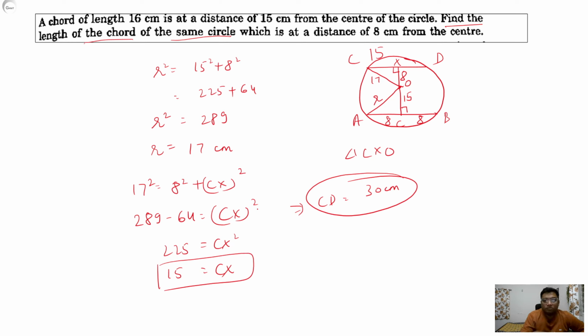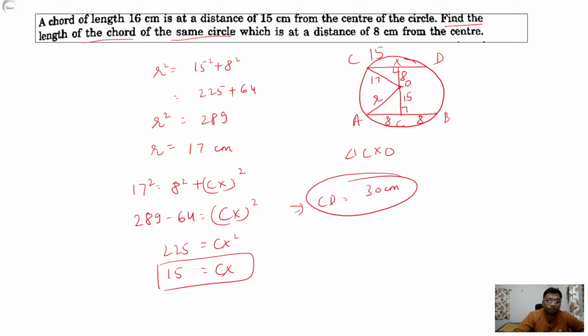This is a very basic question. It's not a difficult question at all. But it's important in one context. You get to learn from this question how the radius in two different triangles will stay the same. And that's what we are going to use in finding the length of another chord if that is what the question is asking.